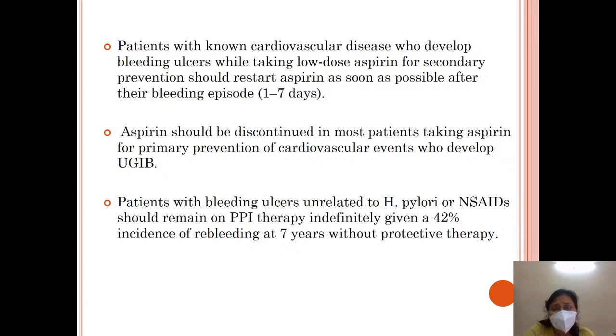And aspirin should be discontinued in most patients taking aspirin for primary prevention of cardiovascular events who develop upper GI bleeding. And patients with bleeding ulcer unrelated to H. pylori or NSAID should remain on PPI therapy indefinitely, given a 42% incidence of rebleeding at 7 years without protective therapy.